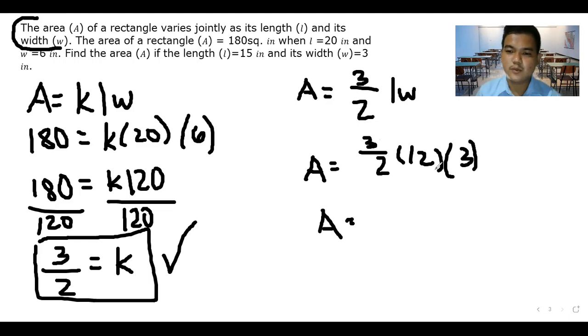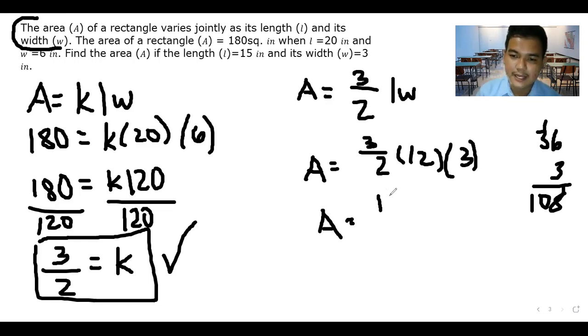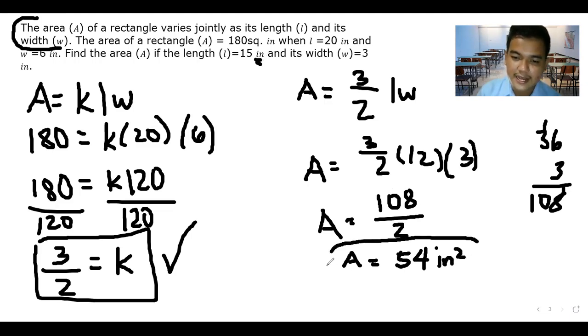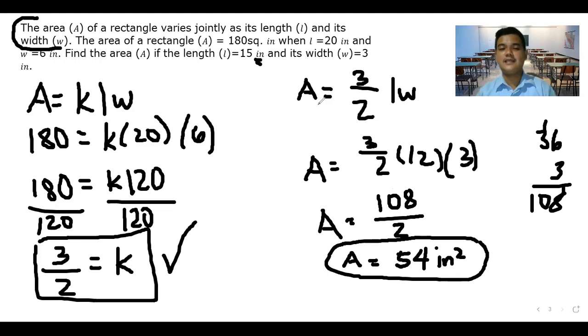Okay, so 3 times 12 is 36. 36 times 3, you multiply 36 times 3, 18, 108. So that will be 108 all over the denominator, which is 2. So your area will be 108 divided by 2 is 54. Then don't forget the unit of measurement here, inches. Since it is an area, it will be squared. So the area will be 54 square inches when the length is 15 inches and the width is 3 inches, with a constant of variation of 3 over 2. Do you get that? I hope so.